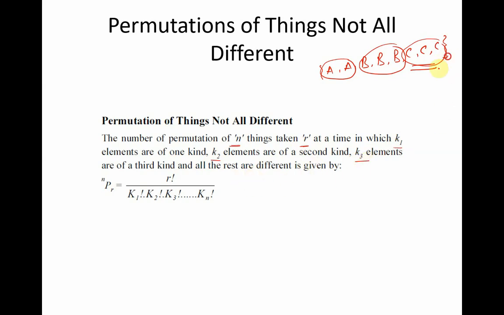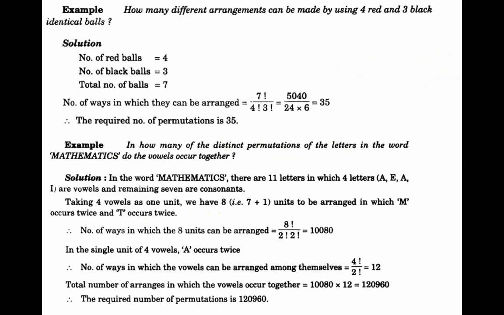Suppose it might happen that the other elements are, let us say, D, E, F. So 2 elements are of one kind, 3 elements are of one kind, 3 elements are of one kind, and the remaining are all different. The number of permutations is given by NPR is R factorial divided by k1 factorial, k2 factorial, k3 factorial up to kn. This is the n number of elements which have repetitions. Now it will be clear if we take some examples.